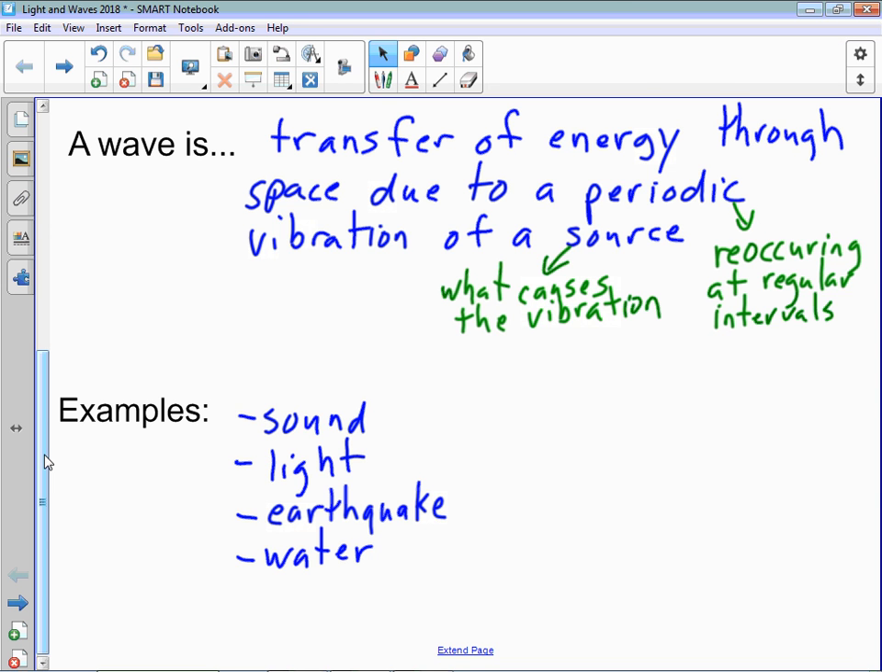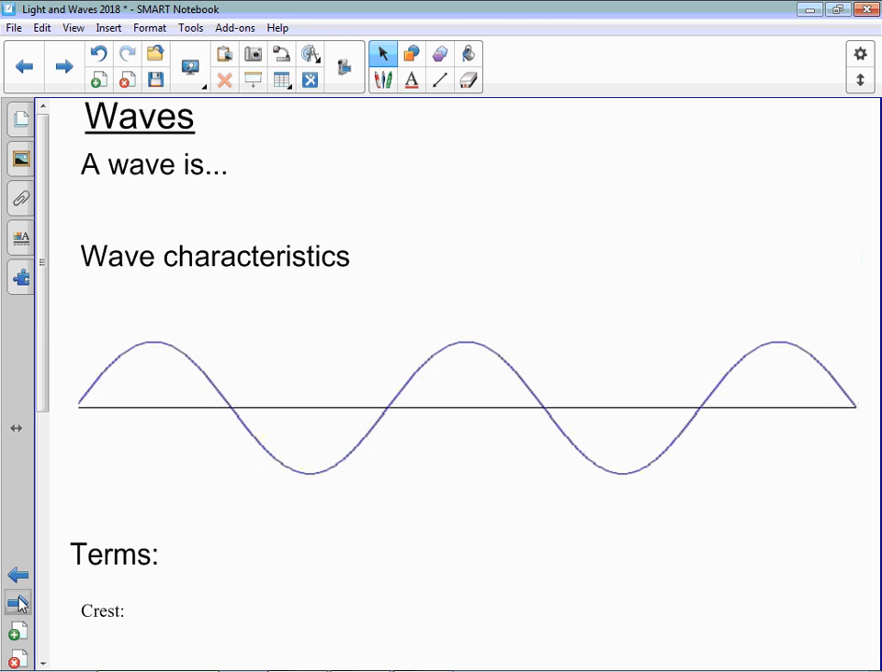And obviously we're going to focus on light, since this is a light and optics unit. But the same properties that are true of light in terms of how light moves and certain characteristics of the light can also be true of sound waves and earthquakes and water waves and whatnot. So we might have a few questions and details that are going to concern ourselves with all waves and not just light waves.